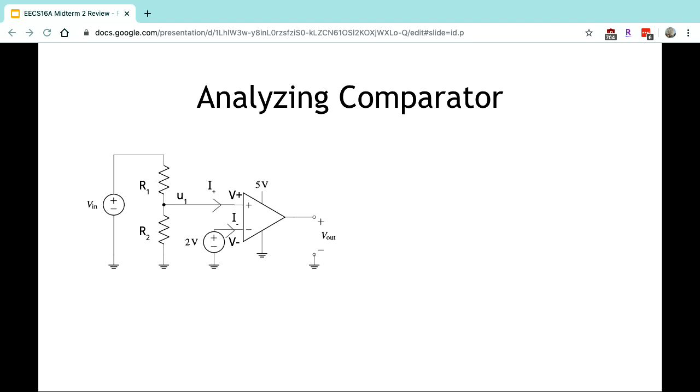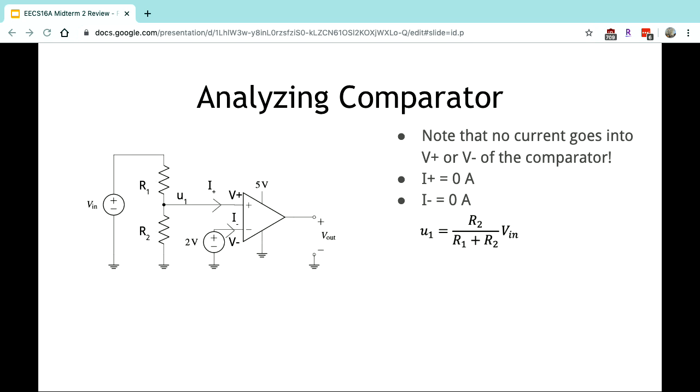So if we have a circuit like this, where we've got our voltage divider, and we have some other reference voltage that's 2 volts, we want to look at for what values of V in, what will V out be. So if the voltage at U1 is greater than the 2 volts that's going into V minus, then we will get the VSS as our output voltage, or 5 volts. And then vice versa, it'll be 0 volts as our output voltage.